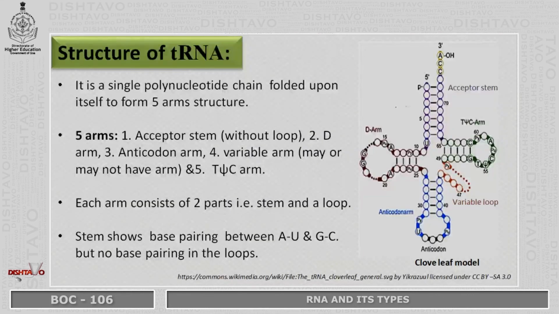Structure of tRNA. It is a single polynucleotide chain folded upon itself to form a structure as per the cloverleaf model. The 5 arms are named as acceptor stem, D-arm, anticodon arm, variable arm, and T-psi-C arm. Each arm consists of 2 parts, that is stem and loop. Stem shows base pairing between adenine and uracil and guanine and cytosine, but no base pairing is seen in the loops as you can see in the diagram.